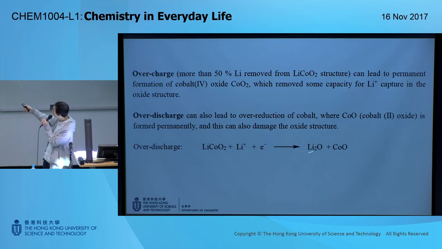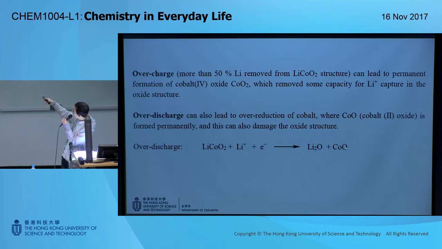What is going to happen is that it will form cobalt 2 oxide instead of cobalt 3 oxide, which is LiCoO2. You will change the LiCoO2 into CoO, which is cobalt 2 oxide, and the lithium will also become lithium oxide. Of course, these oxides cannot go back to lithium cobalt oxide. It's irreversible, so you can permanently damage this ceramic structure. These are the chemical reasons for not overcharging and over discharging your batteries, so pay a bit of attention here. This is over reduction of the cobalt from +3 to +2, and this is irreversible.